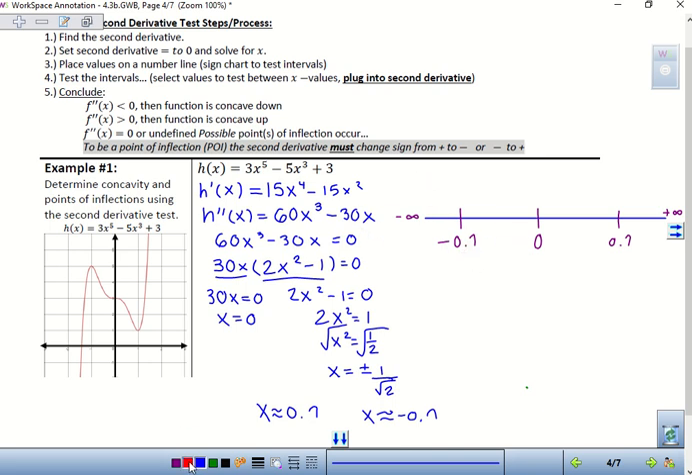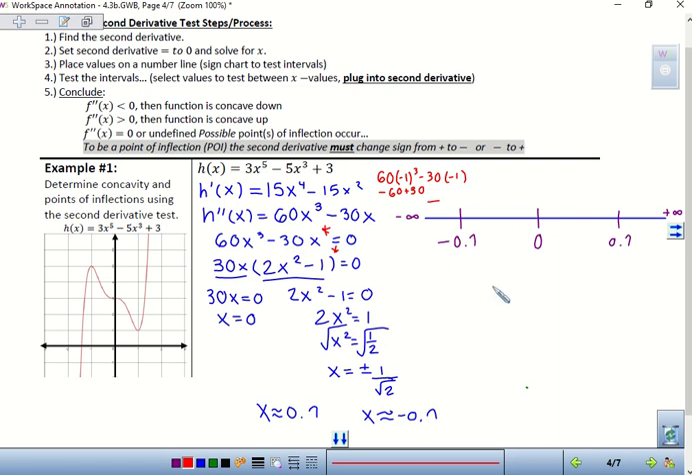Now keep in mind, you can choose to plug it into the pre-factored or the factored version, whichever one you think is going to be easier for you to do. So either one would be technically correct. Just be aware of that. So we get a negative 60 plus 30. Is that going to be positive or negative? It's going to be negative.